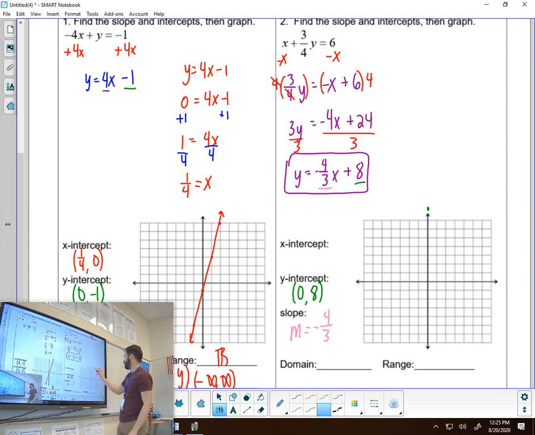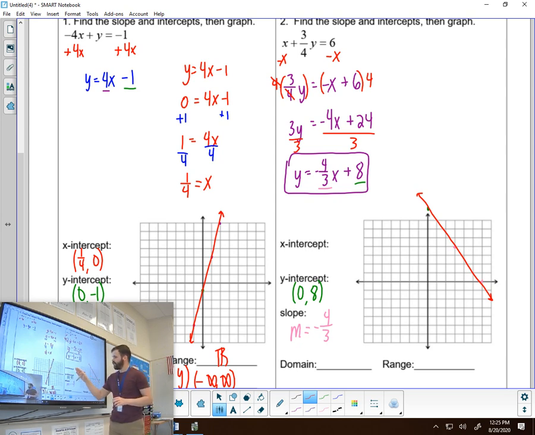I'm going to go down 1, 2, 3, 4, to the right 1, 2, 3. We go down 1, 2, 3, 4, to the right 1, 2, 3. And now you can see my graph taking shape. We're going to have a line that kind of cuts through the top right corner of my graph.